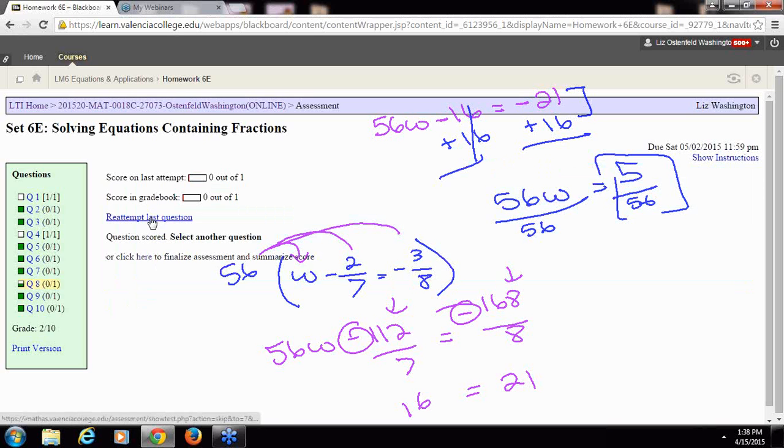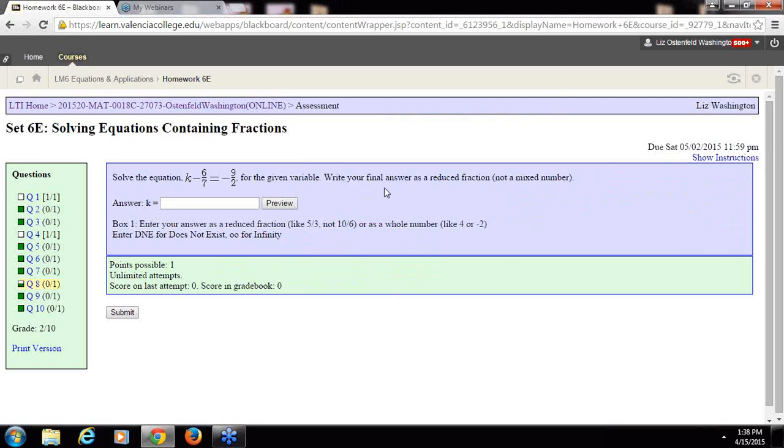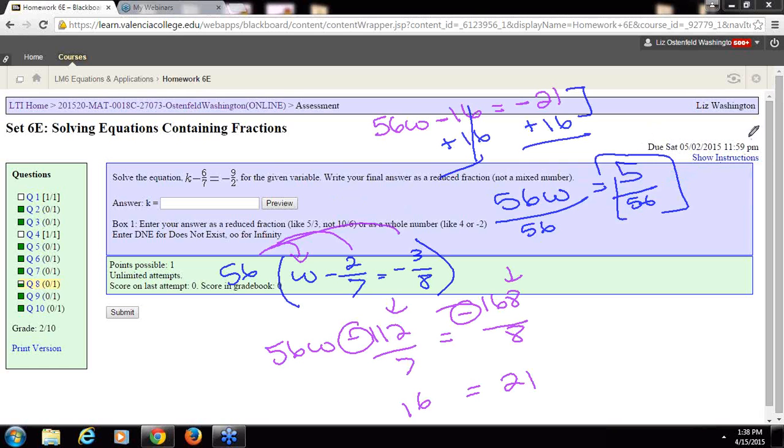Oh, it didn't like me. Did I miss something? Did you catch it? Let's reattempt it. Will it give me the same one? Oh no, give me a different one. Let's do this one again. Did I miss the instruction? Write your answer as a reduced fraction. Okay. Let me do it again.